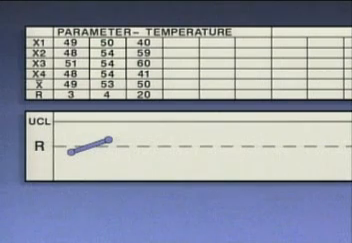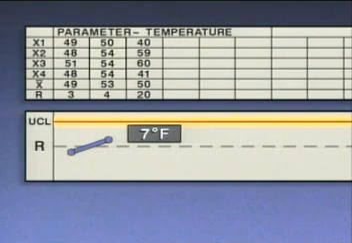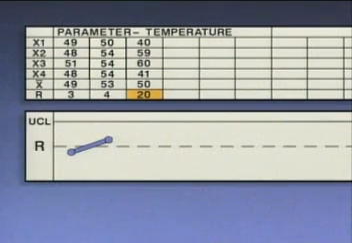But when the same information is plotted on an R chart, we get a different picture. In this case, the upper control limit for the R chart is 7 degrees, but the actual range for the last set of temperature readings is 20 degrees. Since the plotted value exceeds the upper control limit for the R chart, the amount of variation in the readings is too great and the process is out of control.